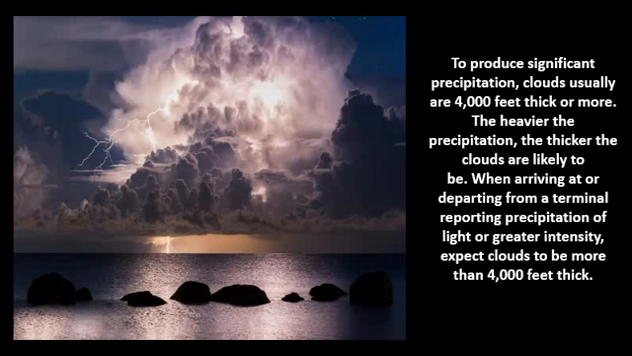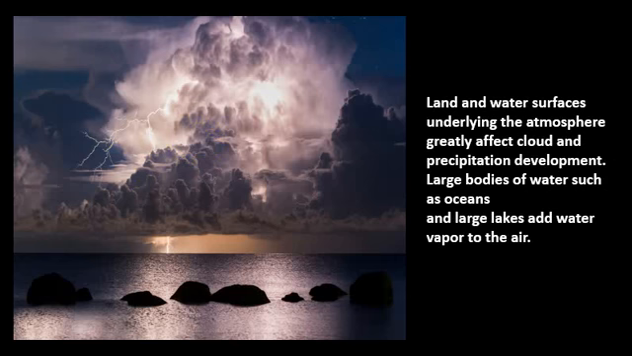To produce a significant amount of precipitation, clouds have to be 4,000 feet thick or more. If from the bottom to the top you have 4,000 feet or more of cloud thickness, you're going to get heavy precip. Shorter than that, you probably won't get too much precip. And when I say precip, I mean precipitation.